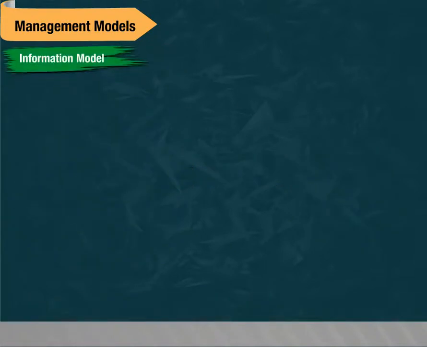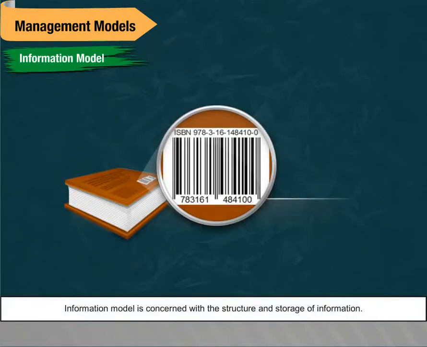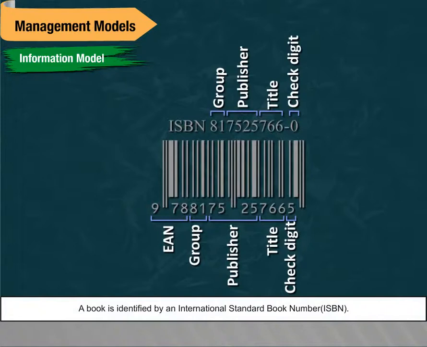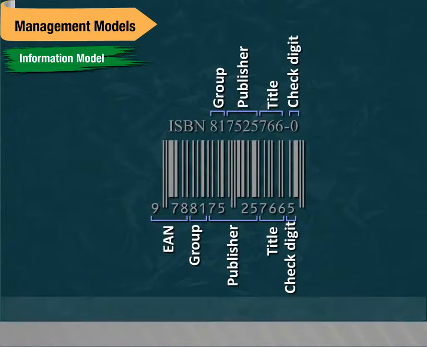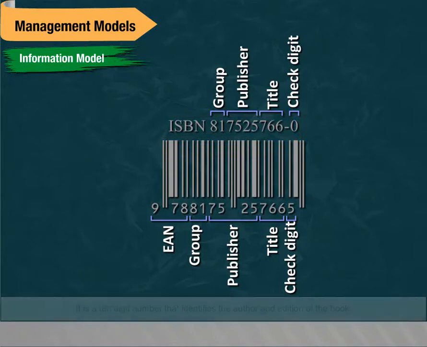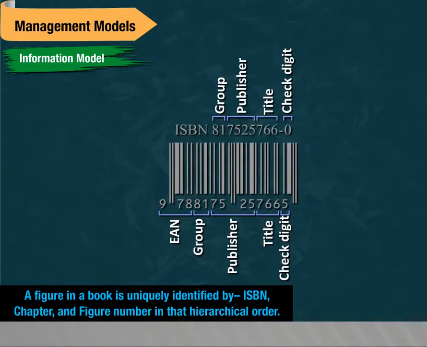Information model. The information model is concerned with the structure and storage of information. A book is identified by an International Standard Book Number (ISBN). It is a 10-digit number that identifies the author and edition of the book. A figure in a book is uniquely identified by ISBN, chapter, and figure number in that hierarchical order.